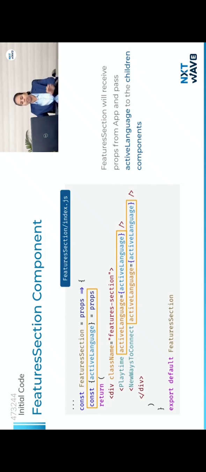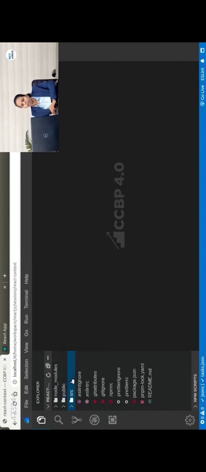Let me just show it to you. Here you can see within the source we have app.js. In app.js you can see in the state we have active language, and we have the change language method where we are updating the state based on the active language. Then here in the render method we are accessing the active language and we are passing that as props, to the header component, the landing section and the feature section, right? And then change language is also being passed to the header.